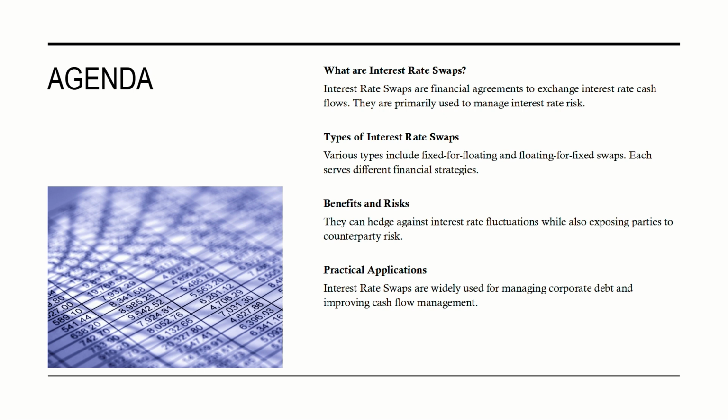Types of interest rate swaps. Various types include fixed for floating and floating for fixed swaps. Each serves different financial strategies. Benefits and risks. They can hedge against interest rate fluctuations while also exposing parties to counterparty risk. Practical applications. Interest rate swaps are widely used for managing corporate debt and improving cash flow management.